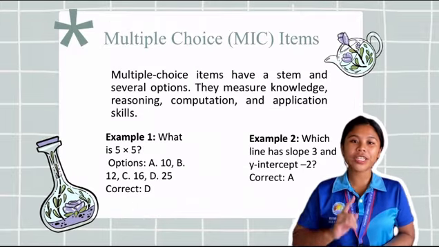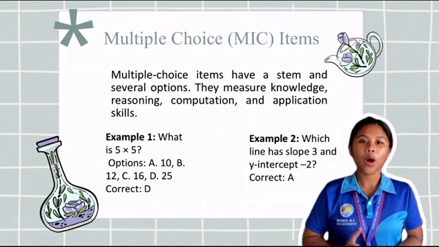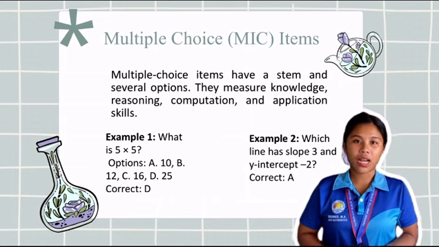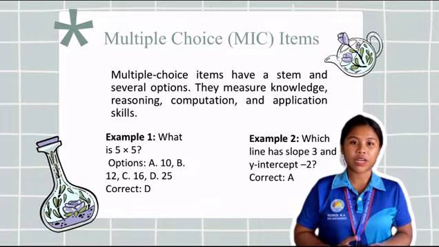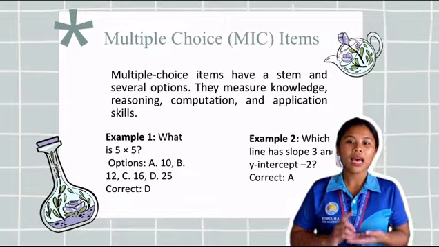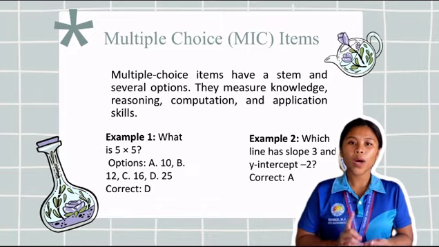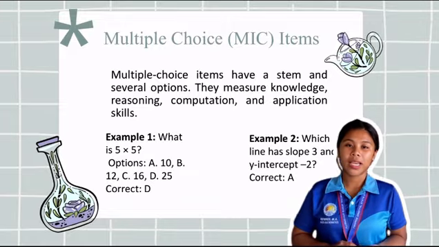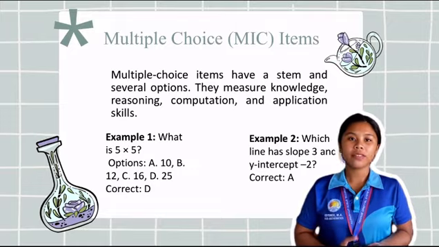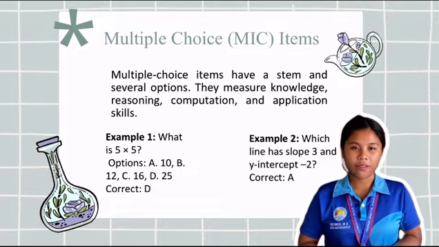Okay, so the first type of test is multiple choice. Multiple choice items have a stem and several options. They measure knowledge, reasoning, computation, and application skills. For example, what is 5 times 5? We have A, 10, B, 12, C, 16, and letter D is 25.